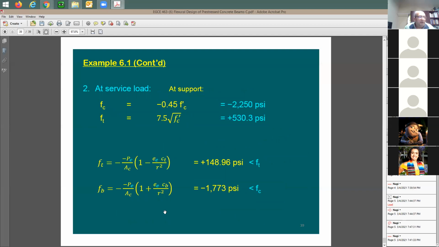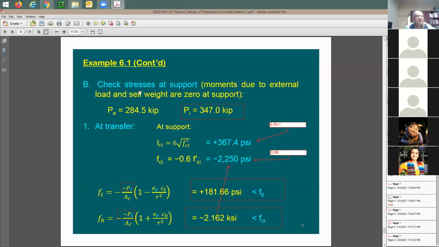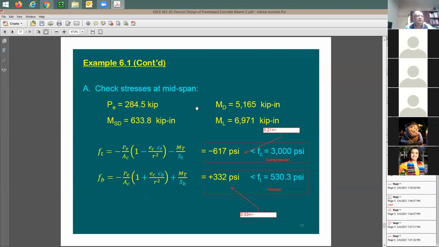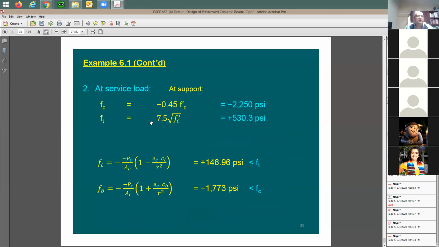Also at service load, this is going to be at the support. This is a check at the midspan, and a check here at the support at service level. It's just the last check that you can do. We're done here with our slide set.